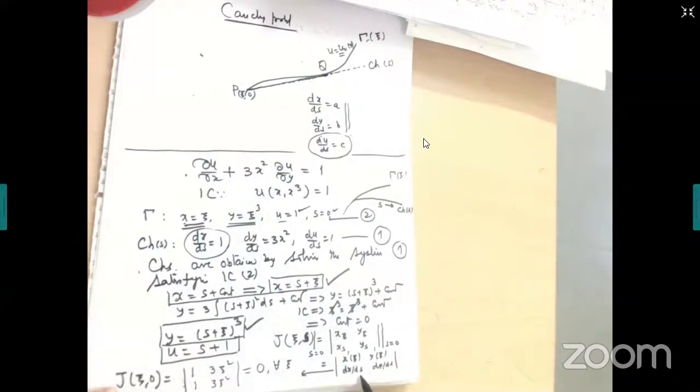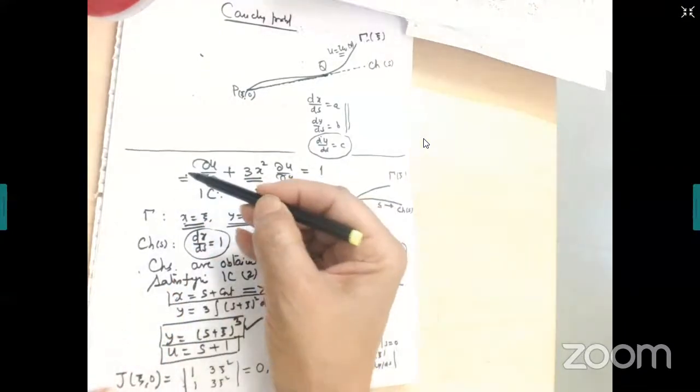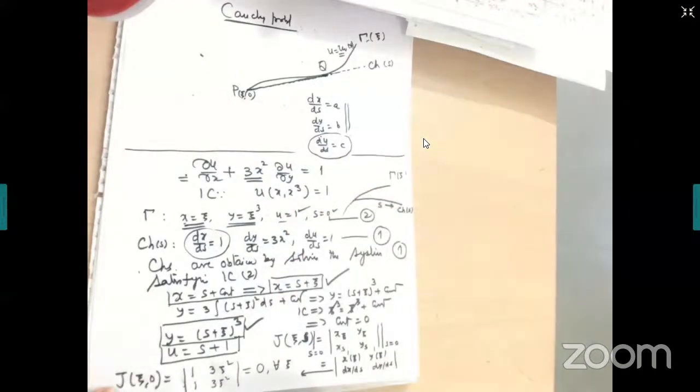And what is dx/ds, dy/ds? These are nothing but the coefficients. dx/ds is 1, and this is your 3 xi square. So it is very clear that this is the Jacobian, and this Jacobian turns out to be 0 for every xi. If the Jacobian turns out to be 0 for every xi, what do you infer? If the Jacobian is different from 0, the solution exists uniquely. But if the Jacobian vanishes for every xi, then as we just discussed, either there are an infinite number of solutions or there is no solution.